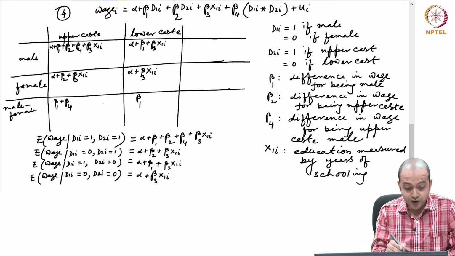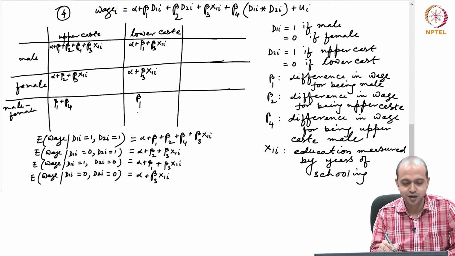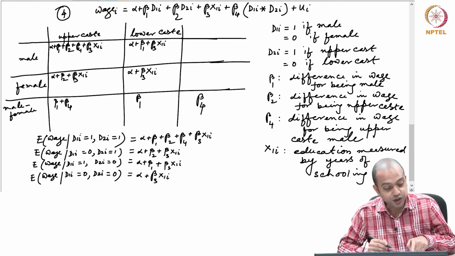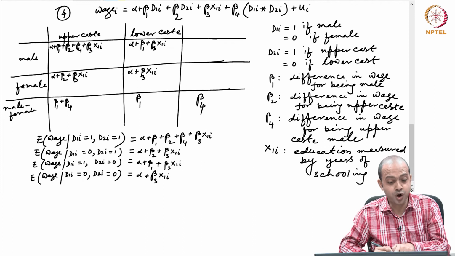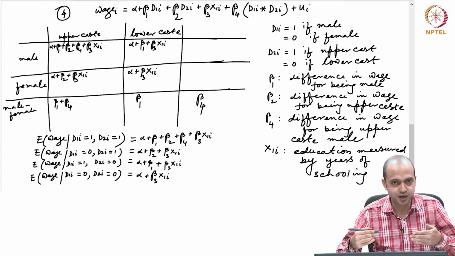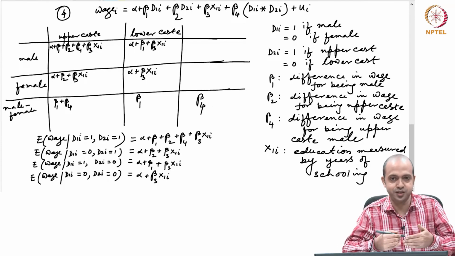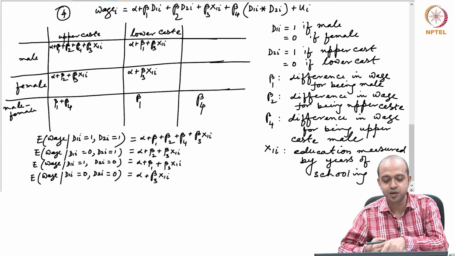Now, if I take the gender difference of upper caste and the gender difference of lower caste, then what will I get? This minus this equals beta 4. Please try to understand. Beta 1 plus beta 4 indicates the gender difference, because this is male minus female for the upper caste. Beta 1 indicates gender difference for the lower caste. If I take this difference in difference, that would become my beta 4.